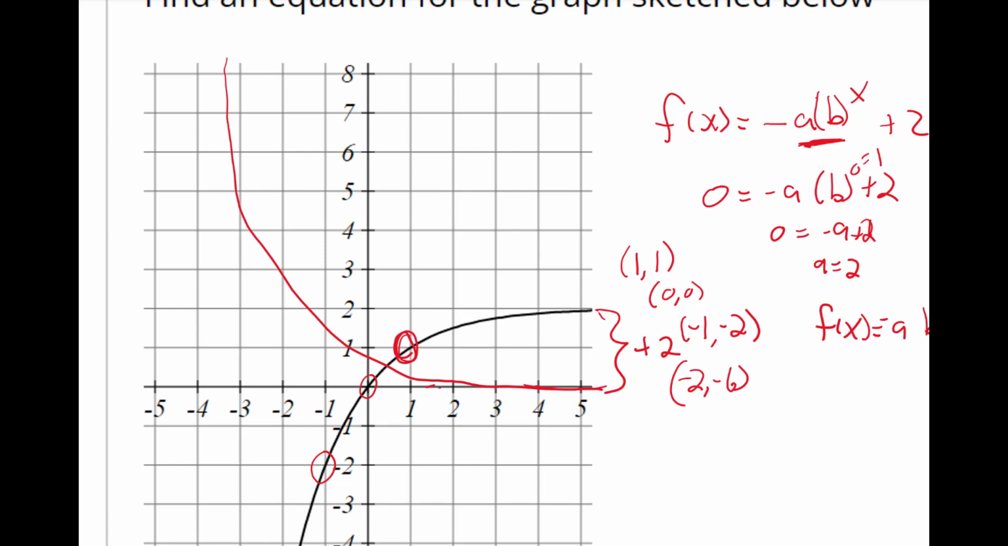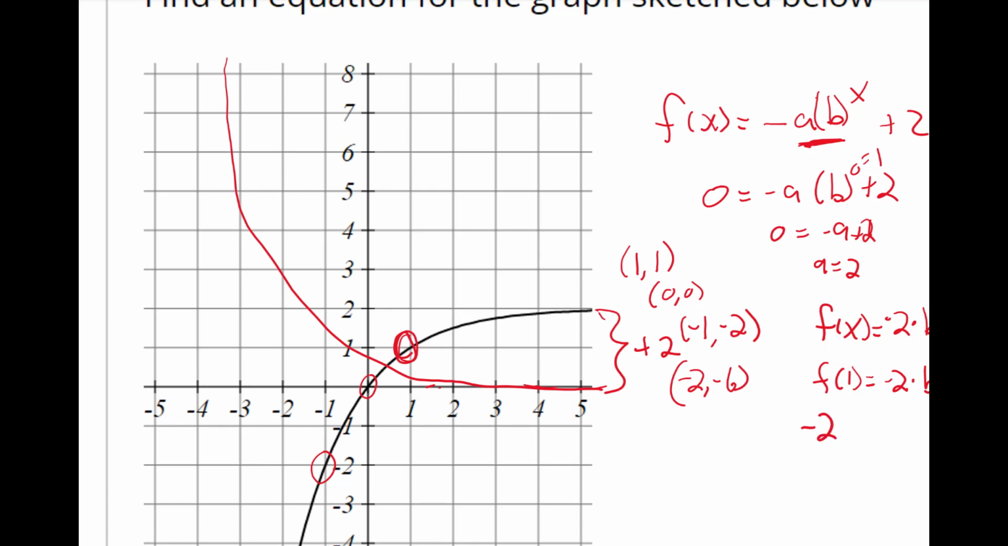So what's the b going to be? Let's do the 1, 1. F of 1 is going to be negative, we know, oopsies. Silly of me. That should have been a negative 2. We already found that. So I'll say negative 2 times. What is our f of 1 going to be? It's negative 2 times b to the 1 power plus 2, and that's going to be equal to 1.